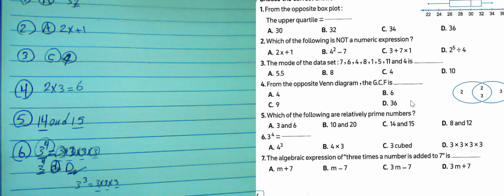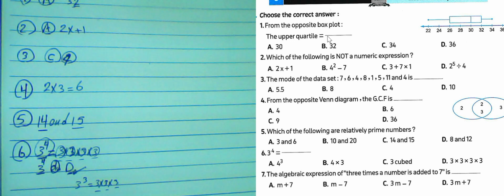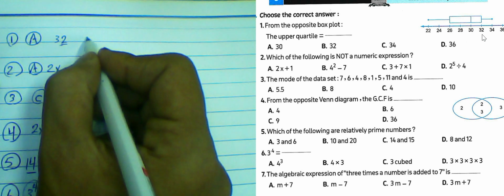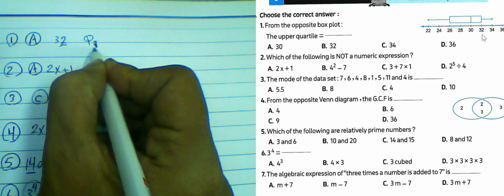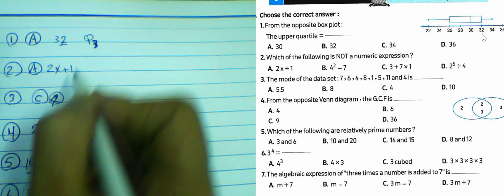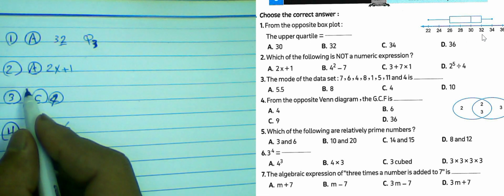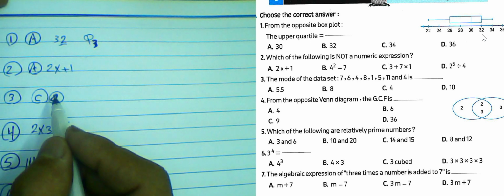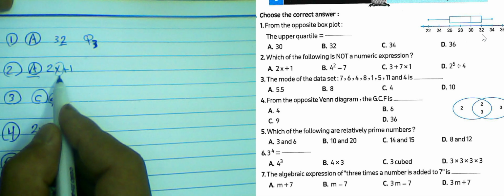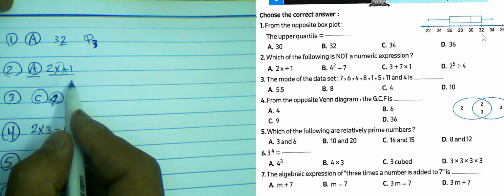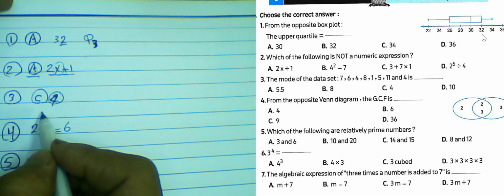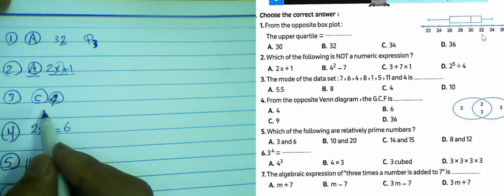Again, about question number 1. The upper quartile here will be 32. We refer to it as Q3. And number 2, which of the following is not a numerical expression? We must choose 2x plus 1, because x here is a variable, so we call 2x plus 1 an algebraic expression. Letter C about question number 3, he asked about the mode.